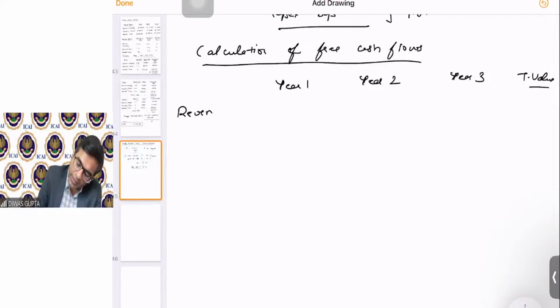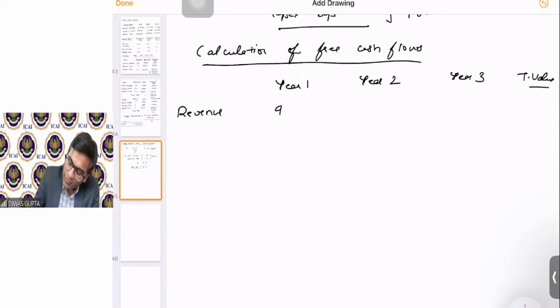So revenue, students, revenue was given to us as 7,500, but that was given for the current year. Okay, the year which has passed. So for the next year, the revenue will increase by 20%.